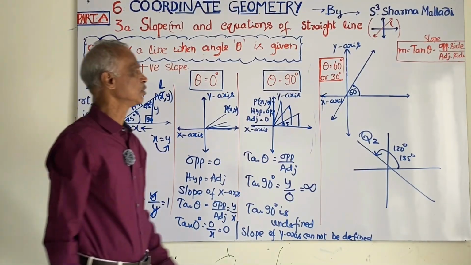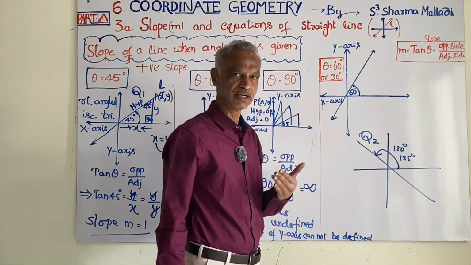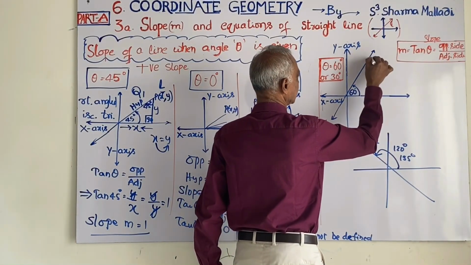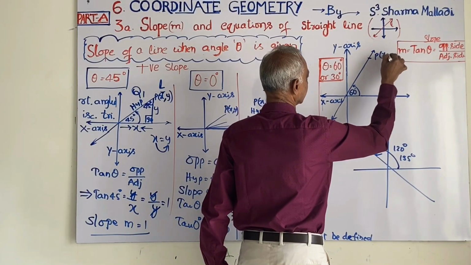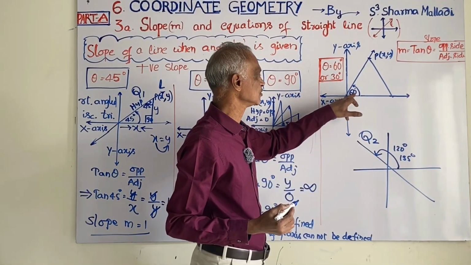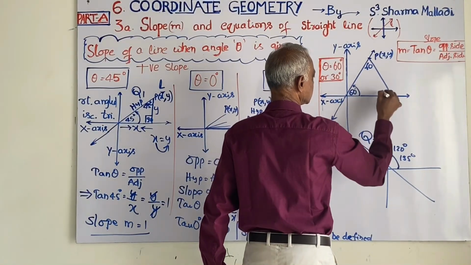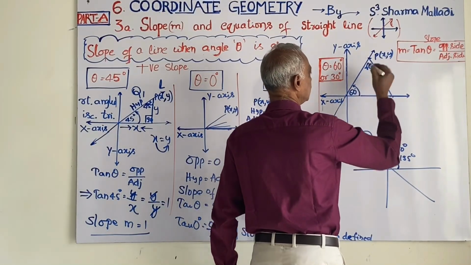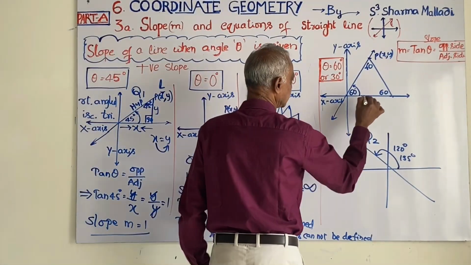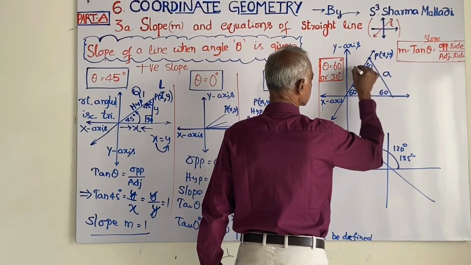Now, what is the slope of the line when theta is equal to 60 degrees? See, this is 60 degrees. You take a point P(x, y) here. When theta is equal to 60 degrees, you take an equilateral triangle. This is 60 degrees and this is 60 degrees. All angles are equal in an equilateral triangle, and all sides are equal. That's why you take this as side a, side a.